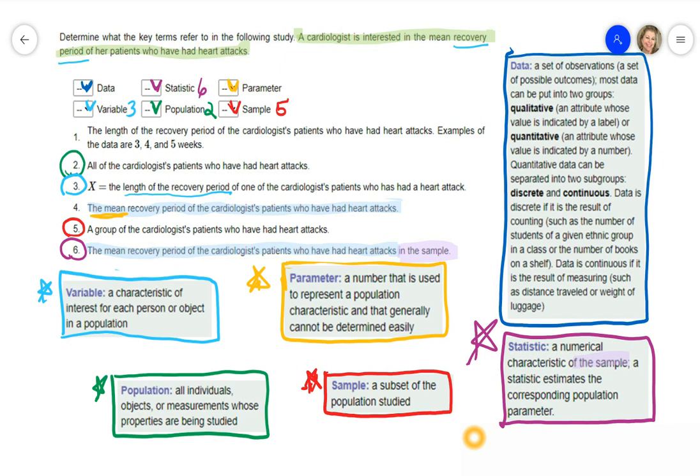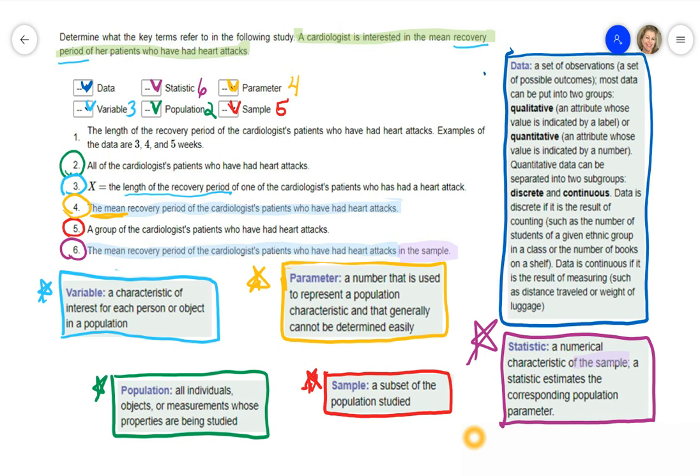Anyway, generally cannot be determined easily. The mean recovery period, we're having to calculate a mean for this, which, like I said before, is adding them up and dividing by the number of numbers. So you have to do this fancy calculation. So that is our parameter, which leaves us with, by the process of elimination, only one left.